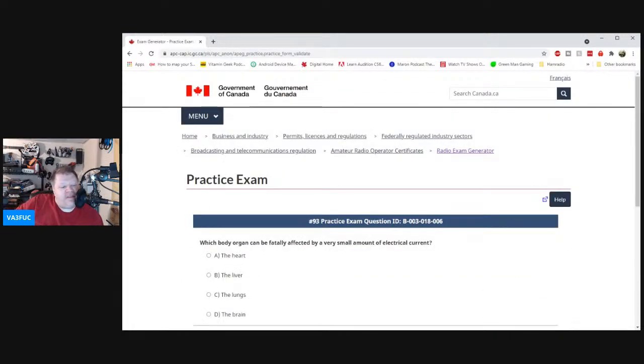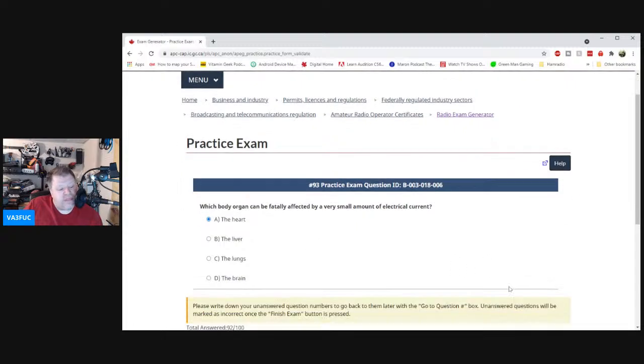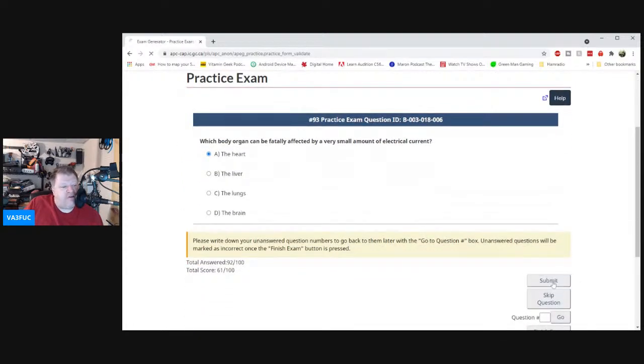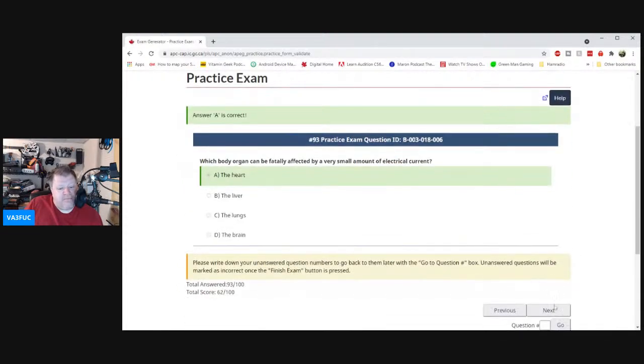Which body organ can literally be affected by a very small amount of electrical current? Well, that's easy. The eye. Well, which body organ can be fatally affected by a very small amount of electric current? Oh, that's the heart. Electrical current goes across the heart, you're dead. Yep.